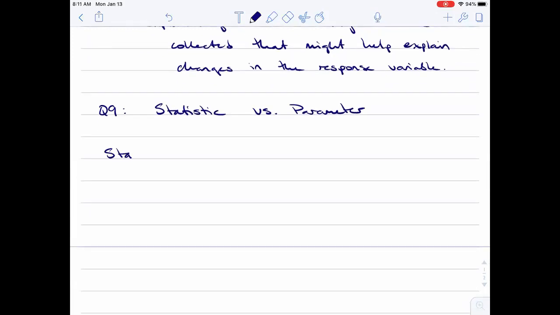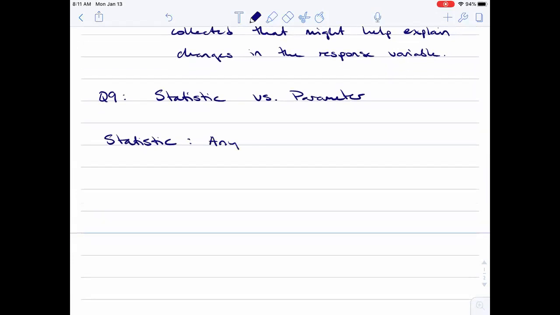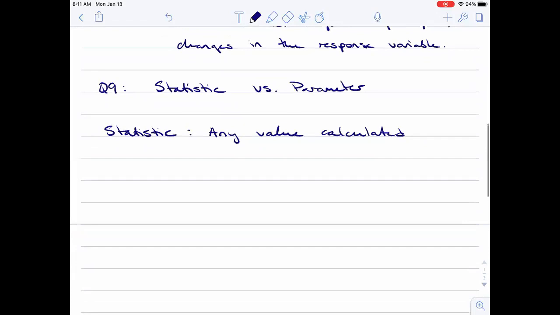So a statistic is any value calculated from a sample. Right, S and S. So a statistic is anything from a sample. So if you've collected a sample and you calculate the mean, or later today we'll talk about the standard deviation, right? All those things that we can calculate from a sample, all those things would be considered statistics, right?